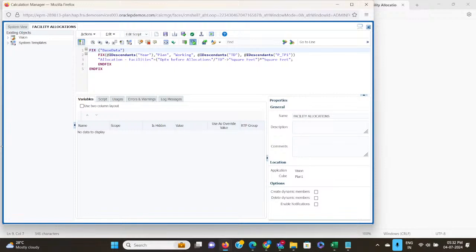TD is total department. I told you, no? TD is the alias name of total department.